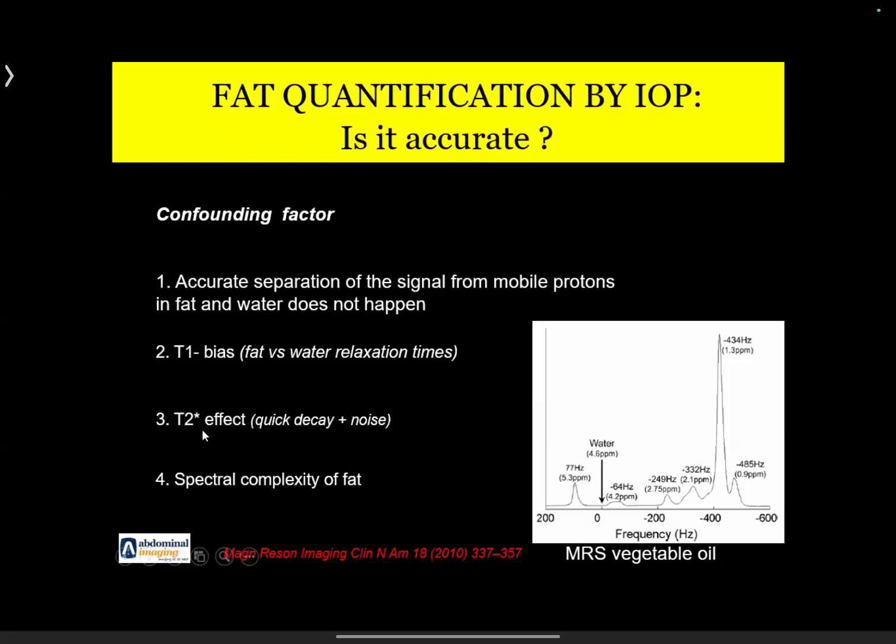Then there is noise and early decay of signal. Plus the fat itself is complex. This is an MR spectroscopy of vegetable oil. This image is from another journal. You can see the fat has multiple peaks. One of the peaks is a major peak, so you should be able to identify and take into consideration the other peaks also.